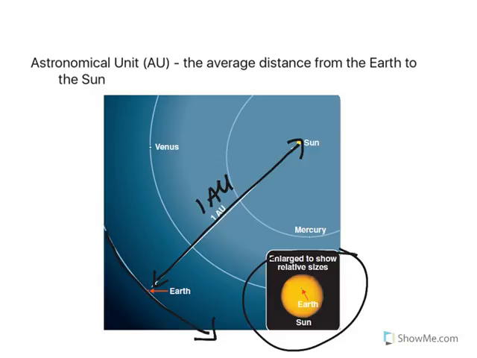Now notice in this image, on the right, you can see that the Earth is tiny compared to the size of the Sun. And if you look at the bigger image, the Earth is tiny compared to the size of the Sun, although not drawn to scale. And the AU distance is very large compared to the size of either the Earth or the Sun.